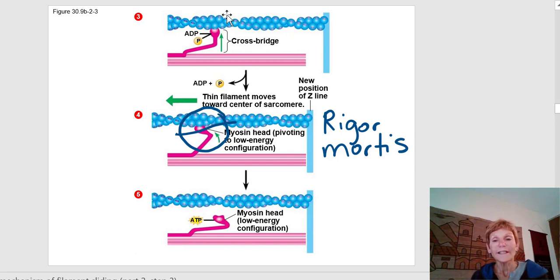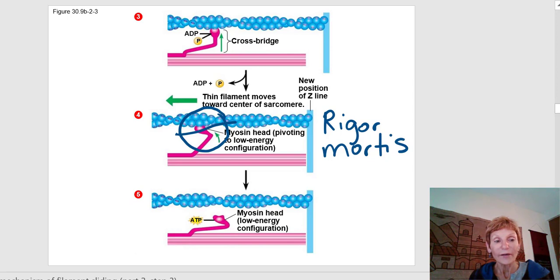And so, as we're going to see in a little while, the reason why we don't constantly contract and let go and contract with constant amounts of ATP is because the actin in our cells is not accessible to the myosin.